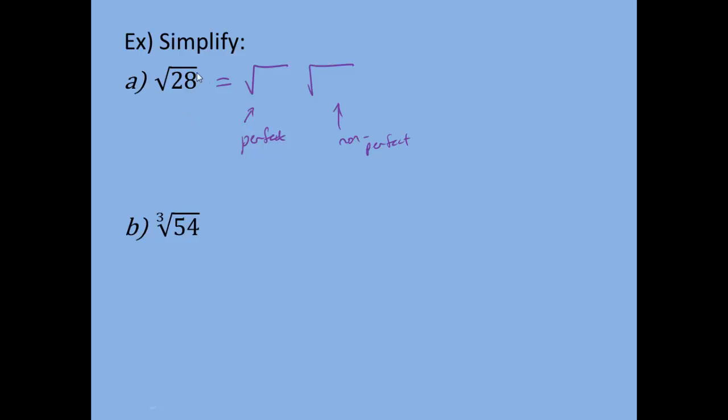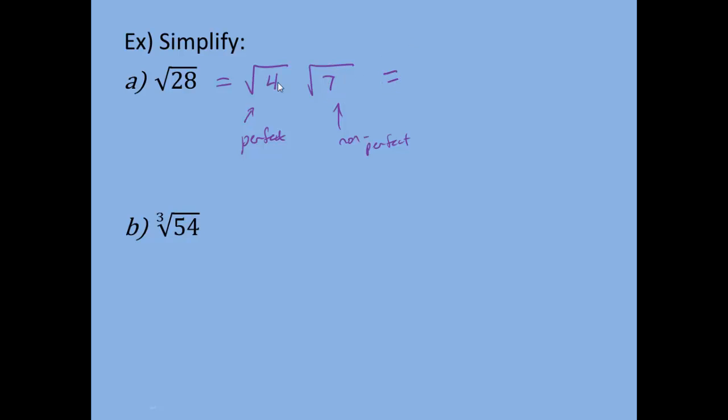So when I look at the square root of 28, I want the highest perfect square that's a factor of 28. So I'm thinking of numbers that multiply to 28. And the highest perfect square that's a factor of 28 is 4. Because 4 times 7 gives me 28. So 4 is a perfect square, so I'm putting that in the first one. 7 is a non-perfect factor, so I'm just putting that in the second one.